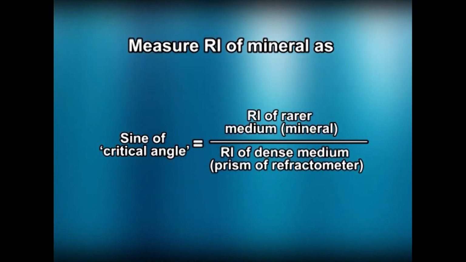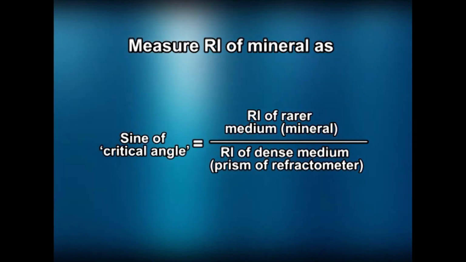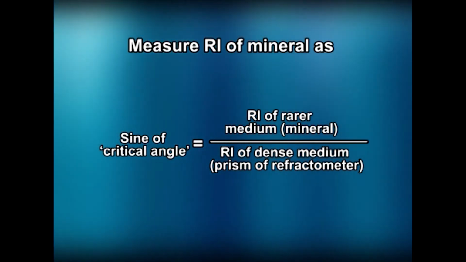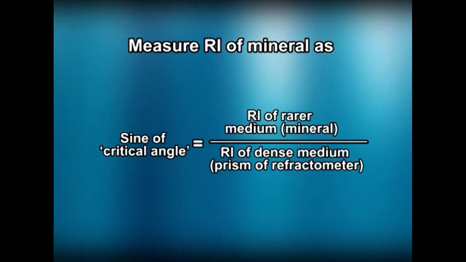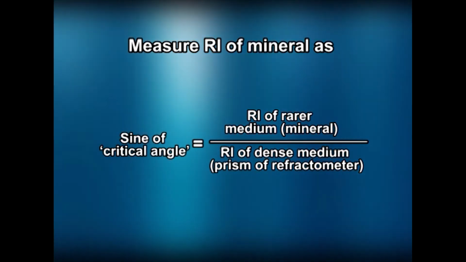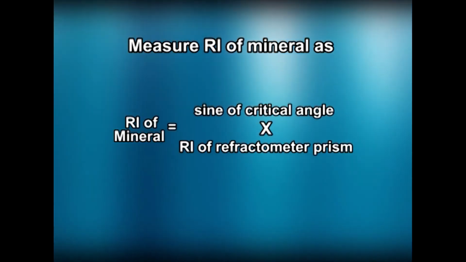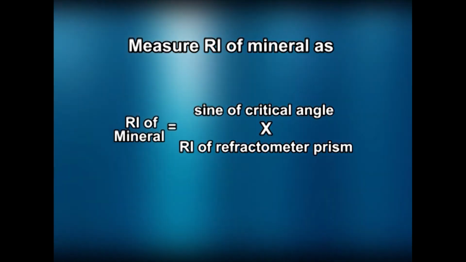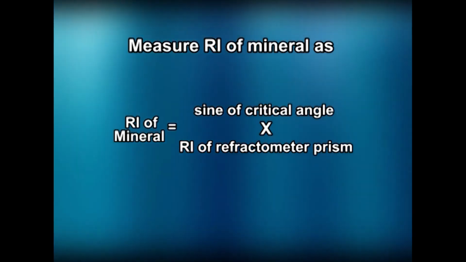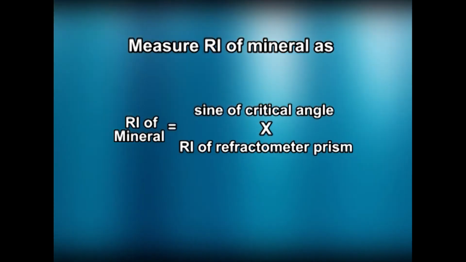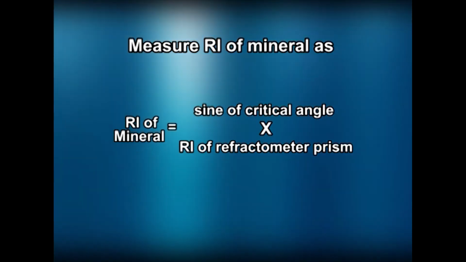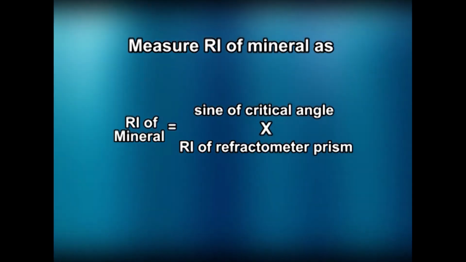The critical angle gives the direct measure of the refractive index of the mineral as follows. The refractive index of the rarer medium, the mineral, multiplied by the sine of the critical angle, is equal to the refractive index of the dense medium, the prism of the refractometer. That is, the refractive index of the mineral is equal to the sine of the critical angle multiplied by the refractive index of the refractometer prism. Let us now look at the figure.